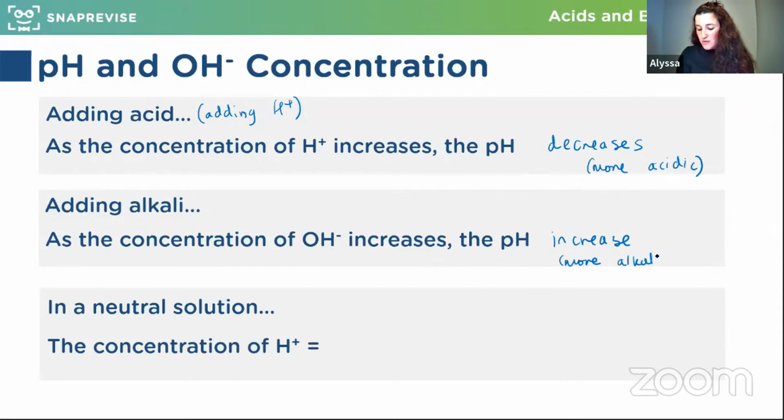And we need to be able to talk about the change in pH when you add an acid or when you add an alkali in our exams. And we also need to be able to say that in a neutral solution, it's not more acidic or more alkaline, it's neutral. The concentration of our H pluses is equal to the concentration of our OH minus. So at a neutral solution, the concentration of H plus is equal to the concentration of OH minus.